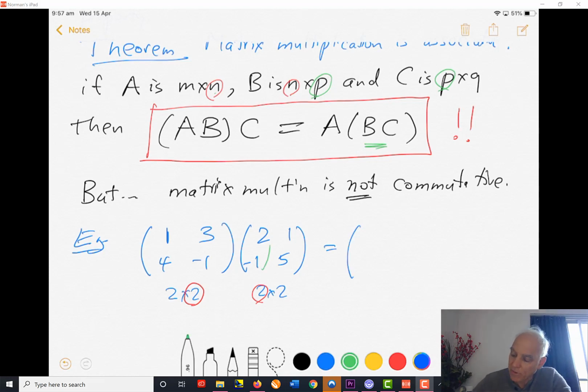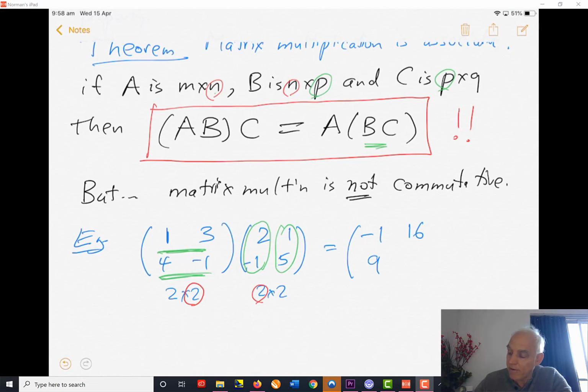So what is that product? So remember what I told you. You start with the first column here and you multiply it by each of the rows over here. The first entry will be 2 times 1 plus 3 times minus 1. That's minus 1. And the next entry below it will be 4 times 2 plus minus 1 times minus 1. That's 9. And then for the next column, we go to the second column over here and still multiply it by the 2 rows over here. So the first entry will be 1 times 1 plus 3 times 5, which is 16. And the next entry is 4 times 1 plus minus 1 times 5. So it's 4 minus 5, that's minus 1.